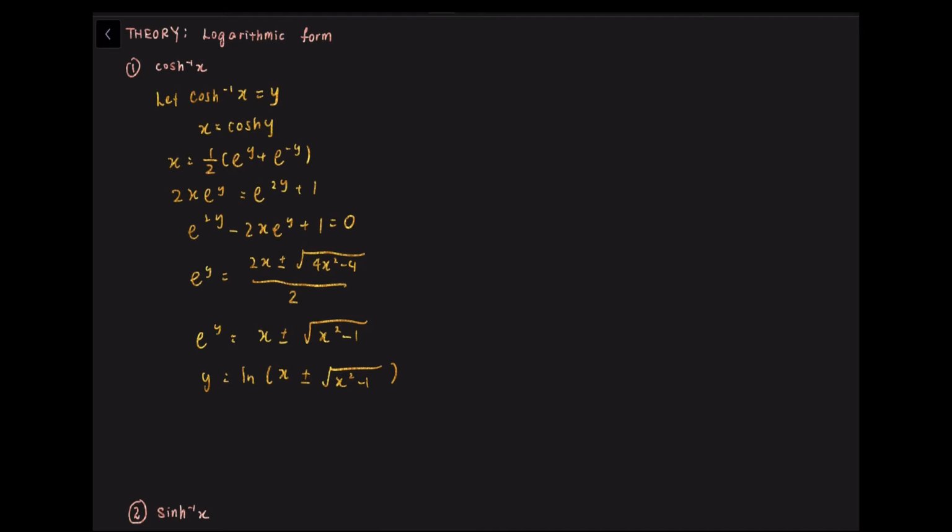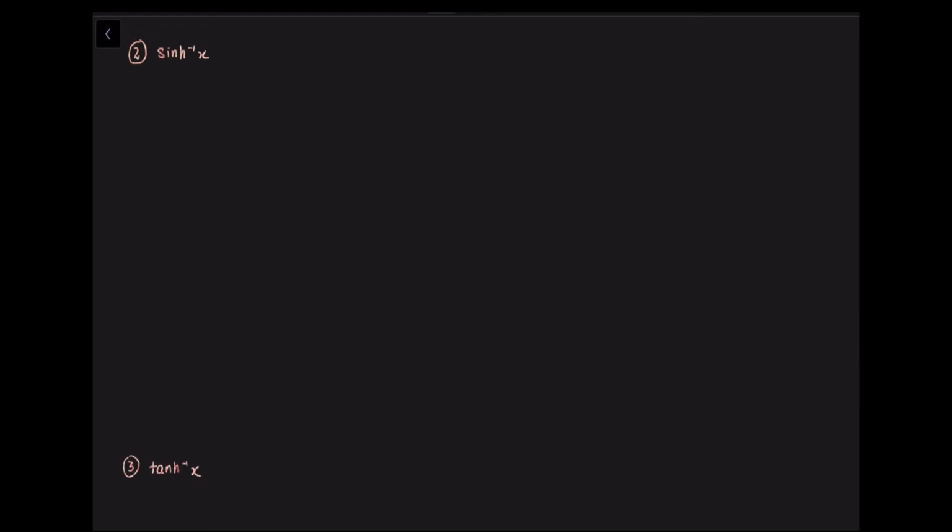Let us now look at how to express inverse sinh x as a logarithmic function. So again, we let y equal inverse sinh x. We then have x equals sinh y, which is 1 over 2 e to the y minus e to the minus y.